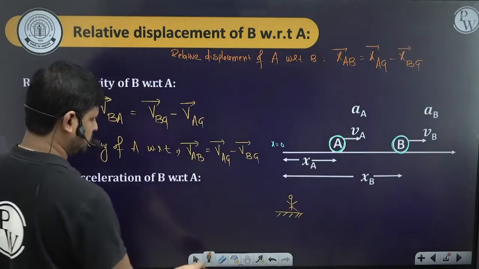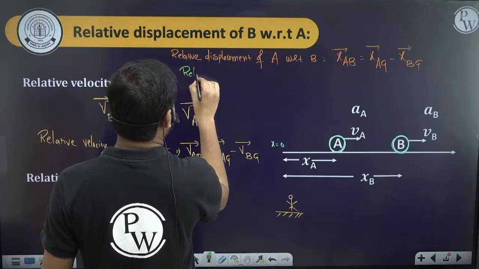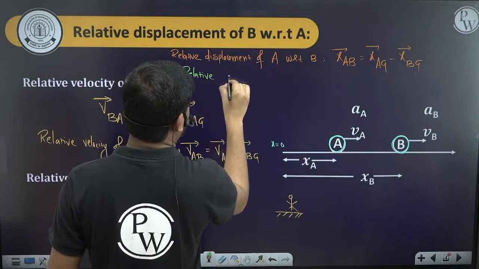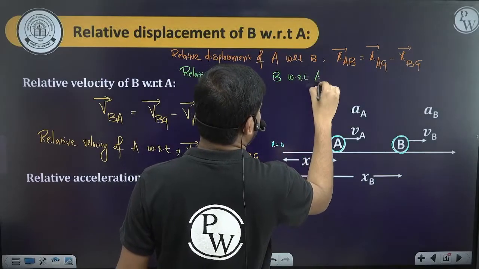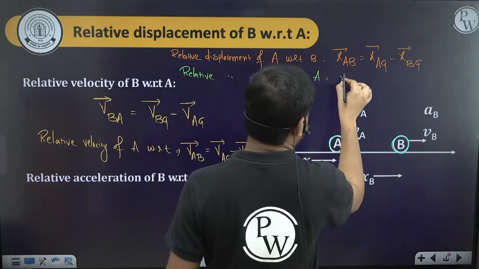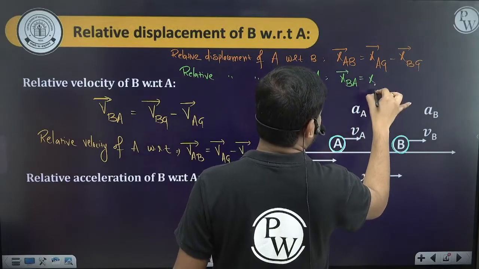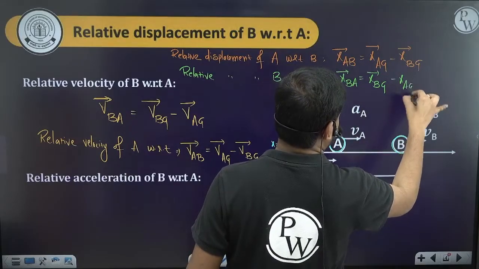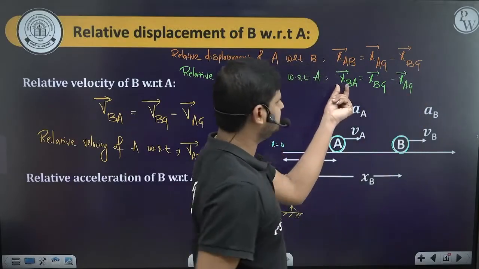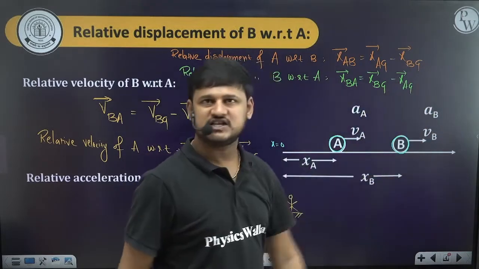Done? Sure. And then you can also write the relative displacement of B with respect to A. So B with respect to A is equal to BG minus AG. That's it. So XB minus XA, with respect to ground.